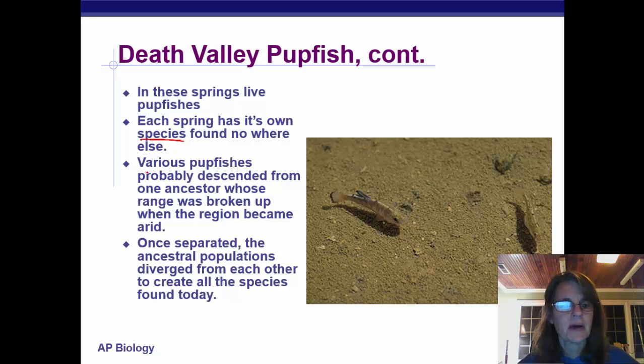Now, these various pupfishes probably didn't start out being all separate species. They probably arose from one ancestral pupfish that lived in all of the bodies of water that existed. But when the range was broken up because of the dry conditions, these little pockets of pupfish took off on different evolutionary paths.